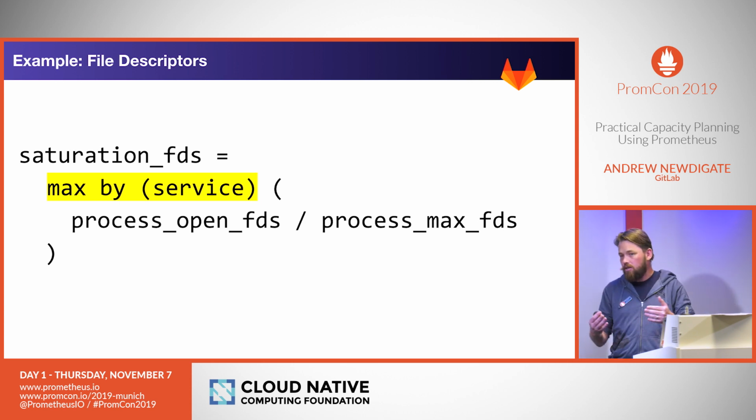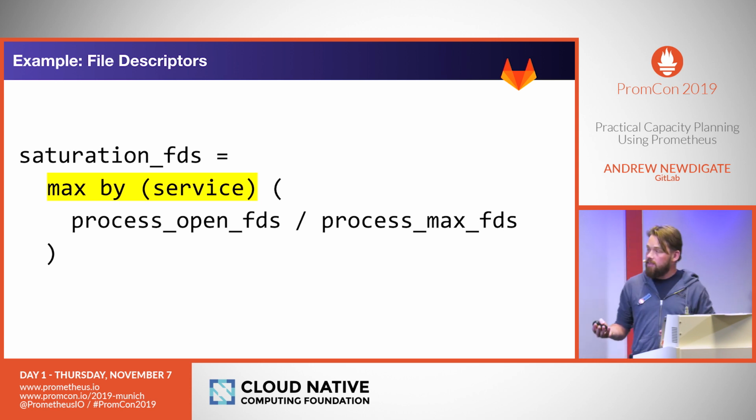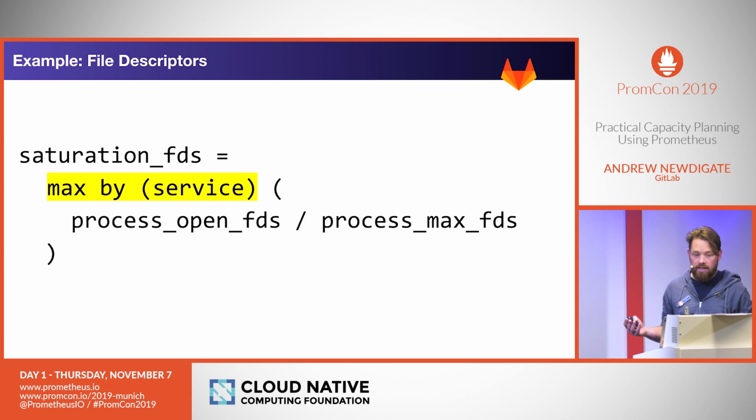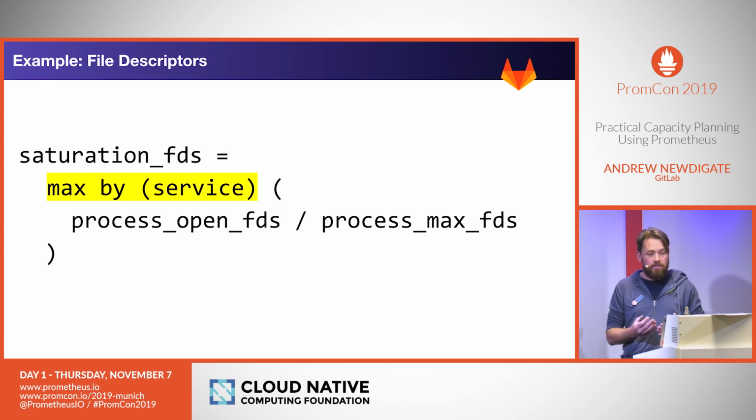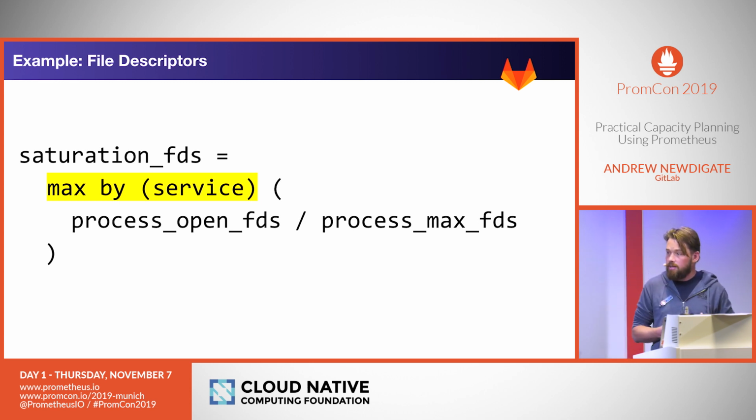Often with ratios, you tend to use average as your aggregator. But with saturation metrics, you always use the worst case. That's because if you have one process that reaches the file descriptor limit, it could degrade your entire application. It's not the average that matters, it's the maximum. And so you'll see max get used a lot with these kinds of recording rules.